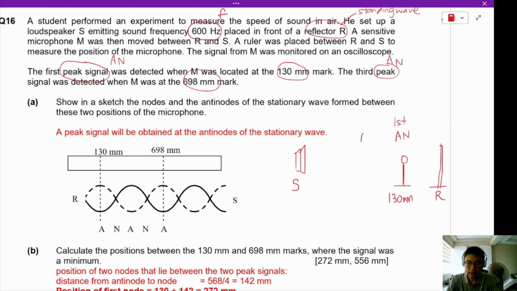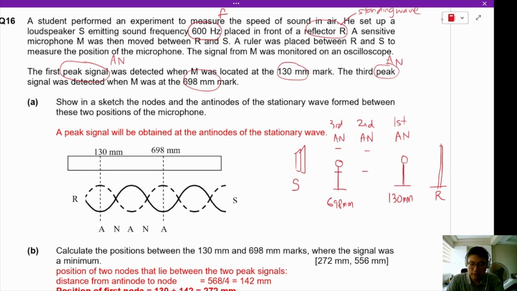Then the next one will be an antinode. The second antinode will be here, and then the third antinode will be over here, where the microphone is, and this will be 698 millimeters. So this is the antinode, so we'll draw it like that.